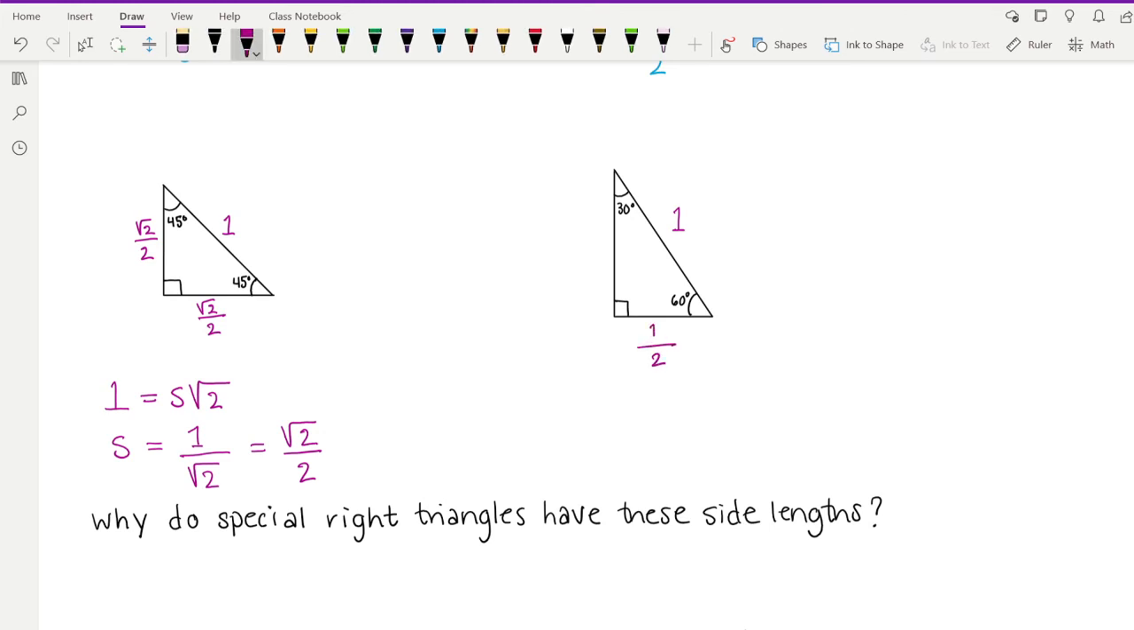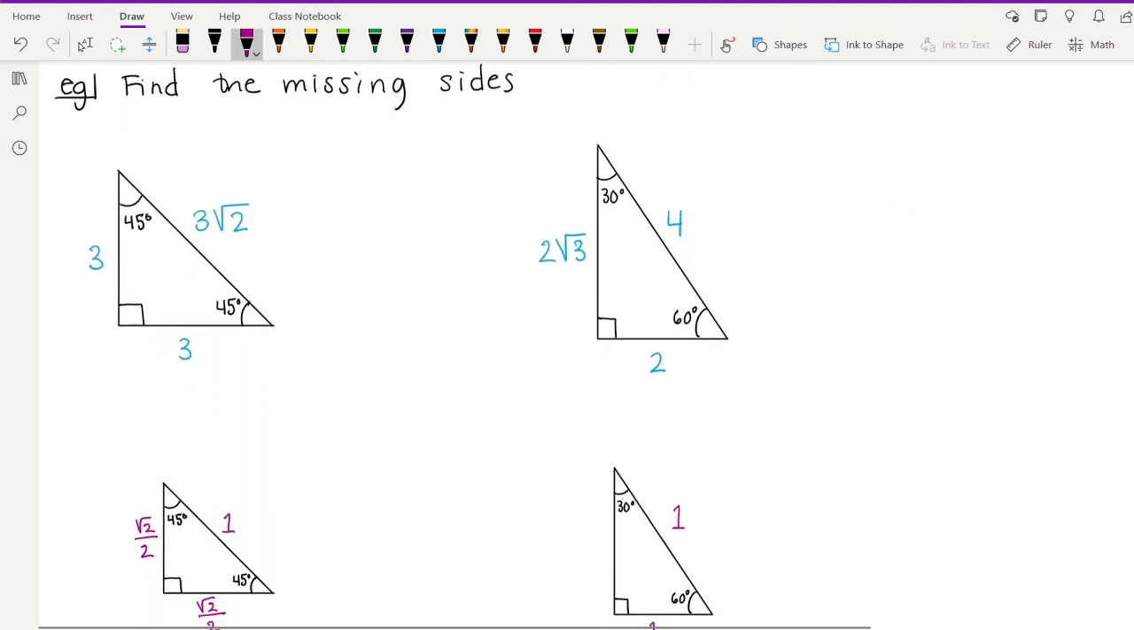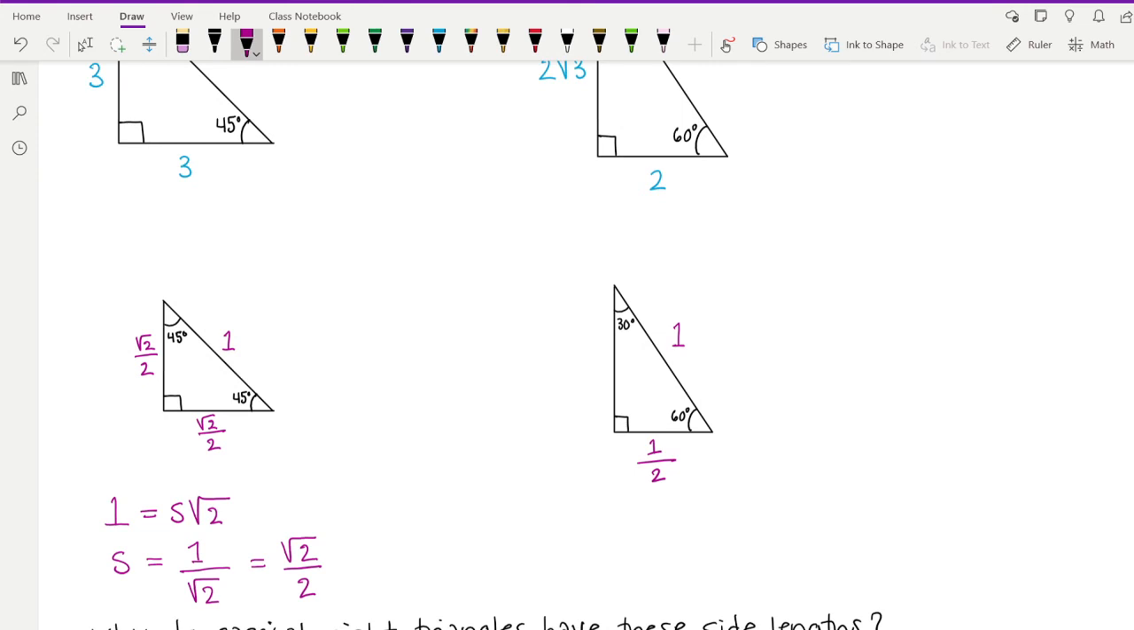That one is bothering me. There we go. 1/2. And then what about this longer side? Well, that side is supposed to be the shorter side times the square root of 3, right? Our relationship was s times the square root of 3. And so what is 1/2 times the square root of 3? Well, we can write that as square root of 3 over 2.